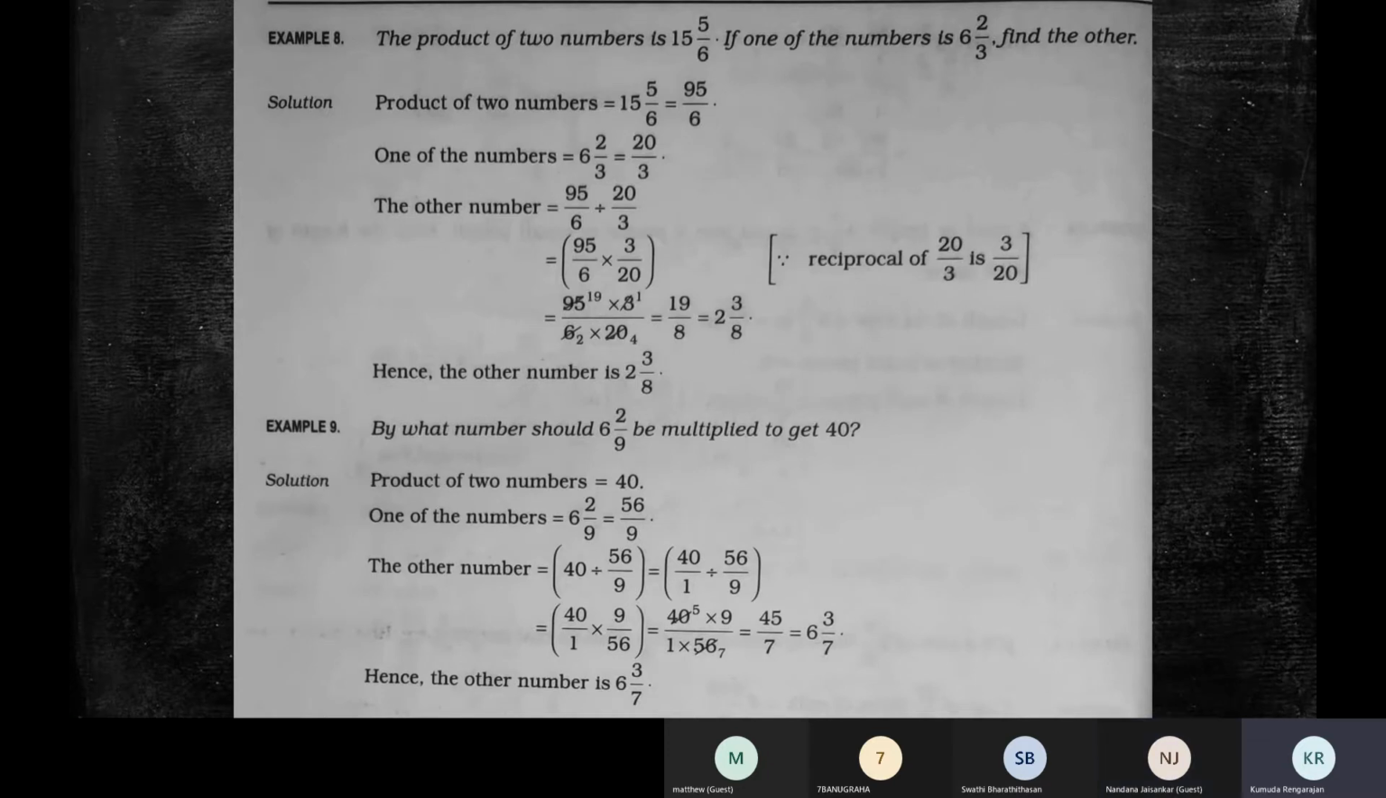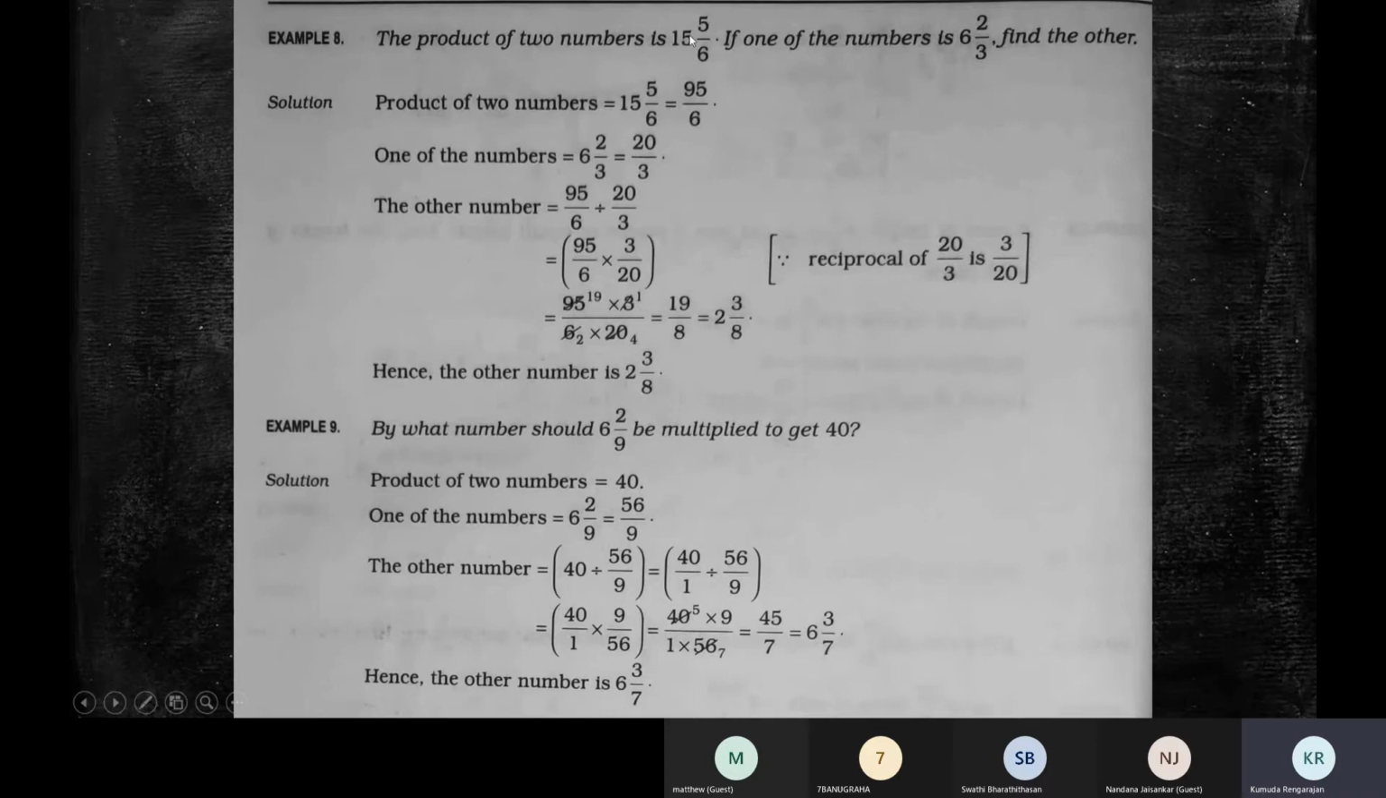The product of two numbers is 99. If one of the numbers is 9, find the other number. So how do we find it? 99 divided by the one number, 9. 99 divided by 9 is 11, and the other number is 11.